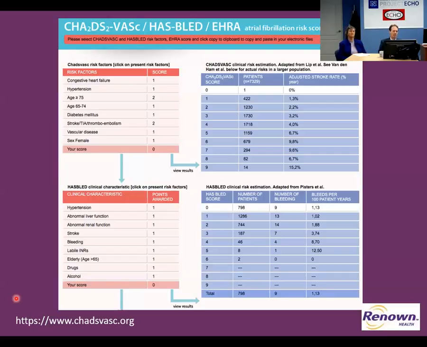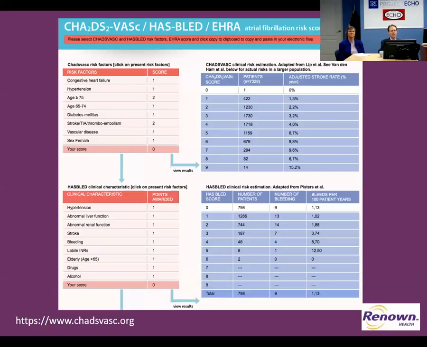CHA2DS2-VASc is the score system that we use now. Heart failure, high blood pressure, age greater than 65 is a point, greater than 75 is 2 points, diabetes, previous stroke or TIA, blockages in there. So coronary artery disease or peripheral artery disease is the VASc, and female gender. And we used to use the CHADS score.